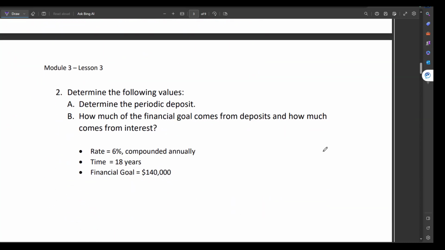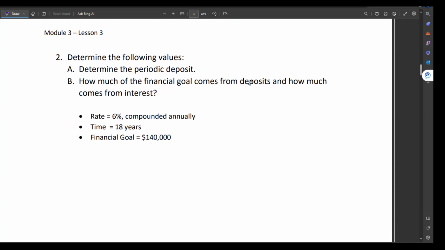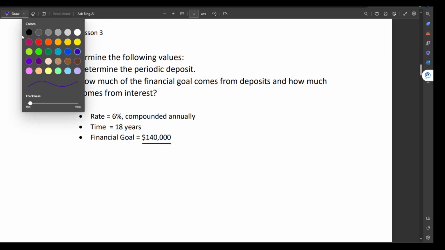All right, moving on to part 2 of the annuities. We are working backwards. So we want to determine what our periodic deposit should be if we want to get to a certain financial goal.